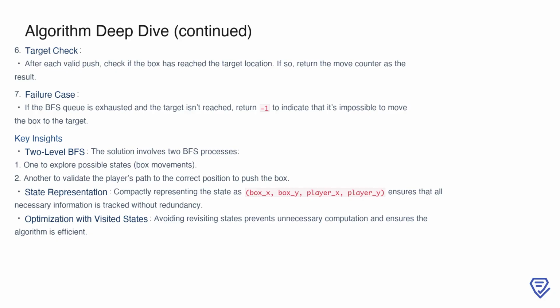The key insight here is that the solution involves 2 levels of BFS. The first explores possible box movements, while the second ensures that the player can reach the position necessary to push the box. By representing each state as box_x, box_y, player_x, player_y, we ensure all relevant information is tracked efficiently. Additionally, the use of a visited set prevents revisiting states, optimizing the algorithm by avoiding redundant calculations.